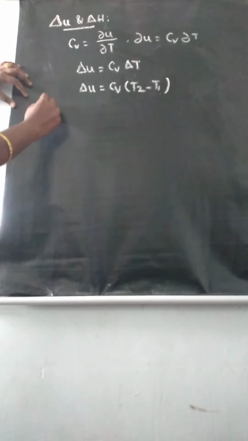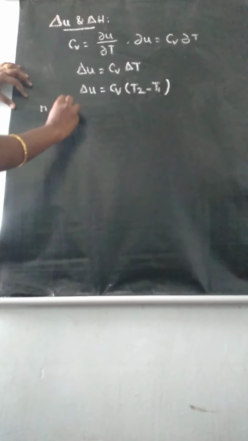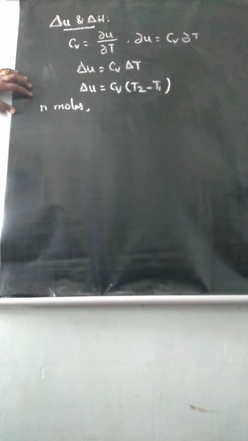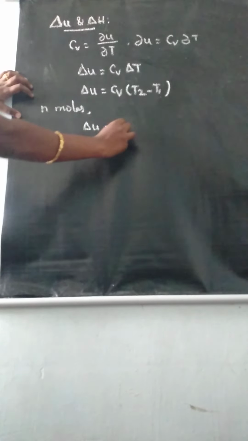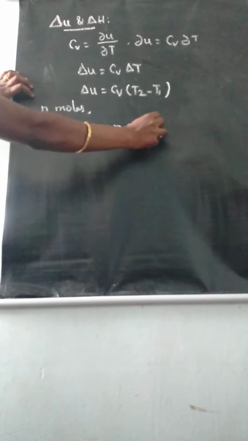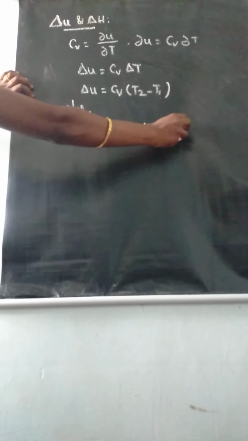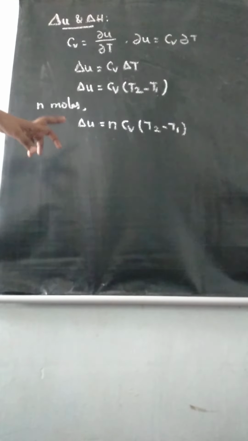Delta U is equal to Cv into (T2 minus T1). Suppose you are taking n moles of an ideal gas. For n moles, can you tell the equation? Delta U is equal to n into Cv into (T2 minus T1). This is the delta U value.